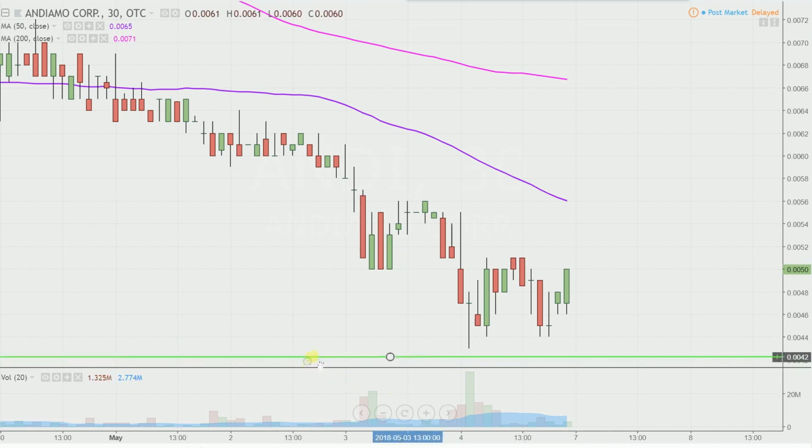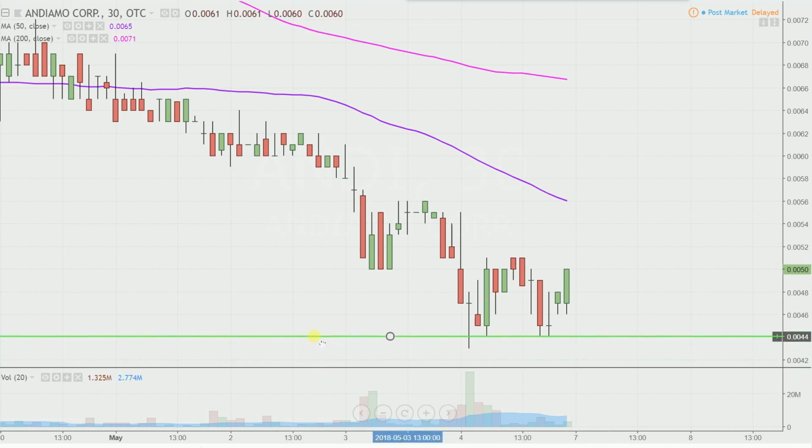The newest area of support and the level to keep an eye on going into next week is definitely going to be right there at 0044. If you were watching level 2s today, then I'm sure you noticed that on several occasions, the bears tried to press down through there a couple times right there.